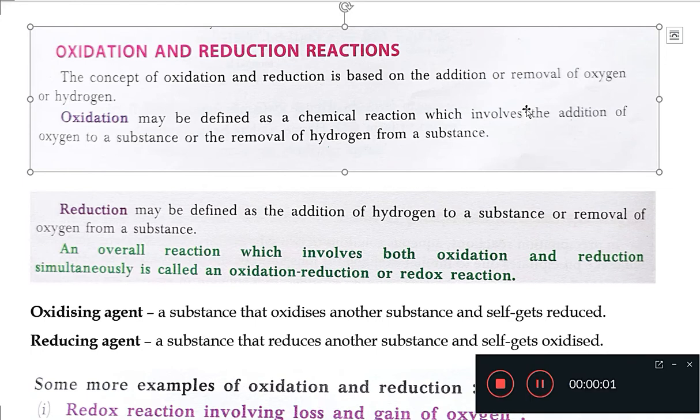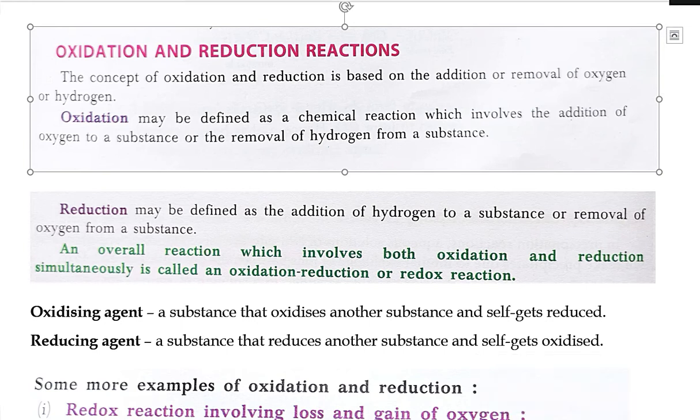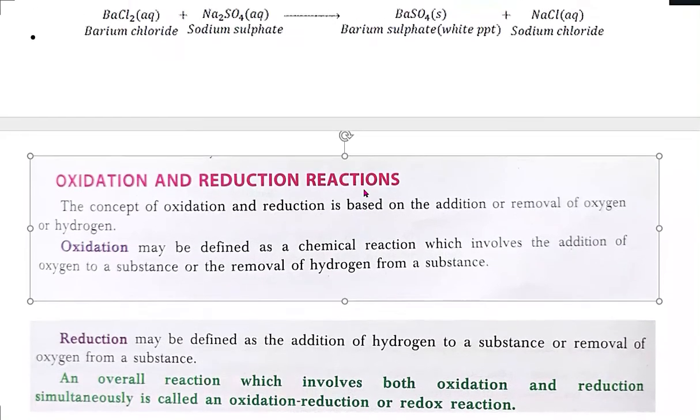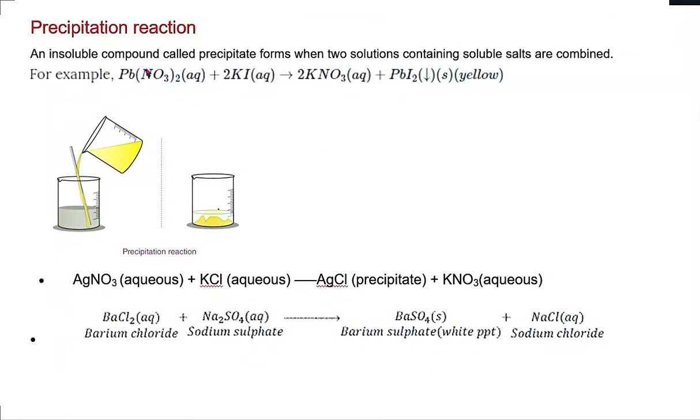Hello students, today I am going to teach you the second part of chapter number 1, chemical reactions and equations. Students, in my last lecture I explained to you what precipitation reactions are and their examples.